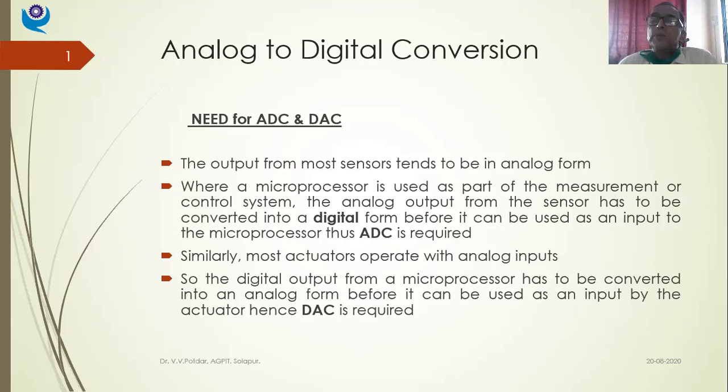So that my actuators, let it be a hydraulic cylinder or electro-hydraulic cylinder, let it be an electric motor, maybe DC motor, stepper motor, AC motor, synchronous motor, whatever is my actuator, that actuator can work on analog signal only. So here, from the microprocessor to the actuator, I need one D to A converter. So this is how we require ADC and DAC. That's what we discussed in the last class.